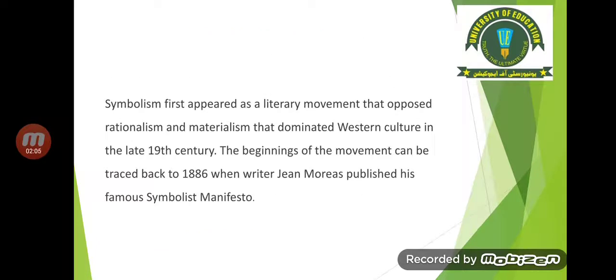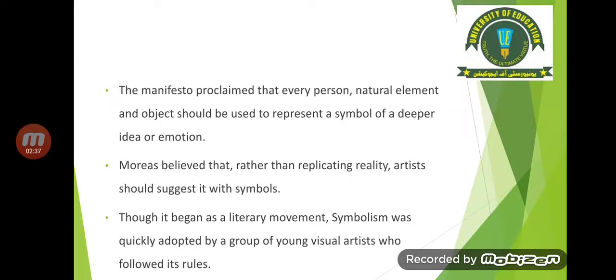Symbolism first appeared as a literary movement that opposed rationalism and materialism that dominated Western culture in the late 19th century. The beginnings of the movement can be traced back to 1886 when writer Jean Moreau published his famous Symbolist manifesto. The manifesto proclaimed that every person, natural element, and object should be used to represent a symbol of a deeper idea or emotion.